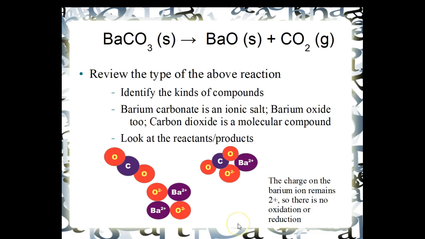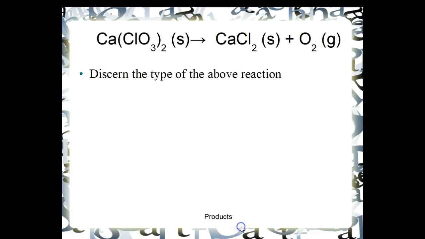The charge on the barium ion remains a 2+, here in the barium oxide, here in the barium carbonate. So there's no oxidation or reduction going on. All we're doing here with the heating is making the carbon dioxide vibrate off from the barium oxide that it's taken charge of, and so you have barium oxide and carbon dioxide as the products. Carbonate decomposition, therefore, is a simple decomposition. There's no oxidation or reduction going on.